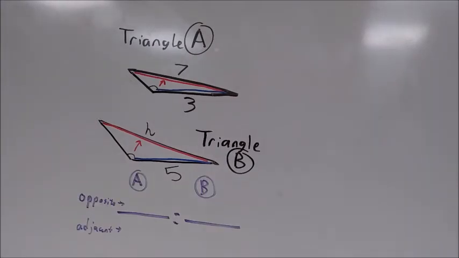So now we're able to arrange these in a proportion according to each triangle. The ratio for A is on the left, the ratio for B is on the right. We're going to put the opposite side lengths on the top and the adjacent or next to the widest angle side lengths on the bottom. So here we have 7 over 3 equals the unknown h over 5.